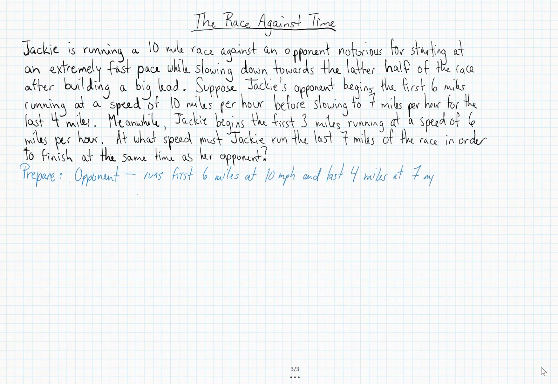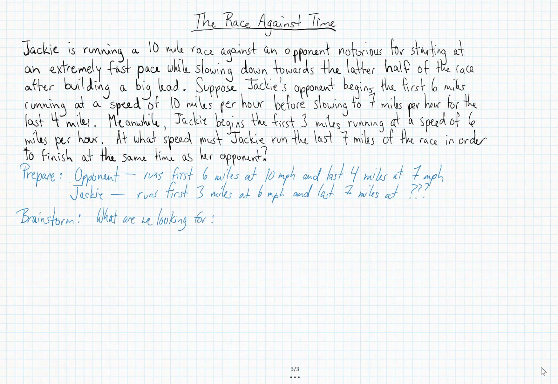Meanwhile, Jackie runs the first 3 miles at 6 miles per hour, and the last 7 miles at, well, we really don't know. And the reason we don't know is because when we go through this brainstorming process, what are we looking for? We're looking for the speed Jackie has to run those last 7 miles to finish in a tie, right? So now comes the tricky part. How do we relate these things? So how do we actually relate all these values?